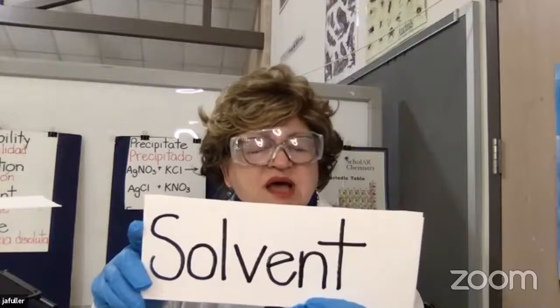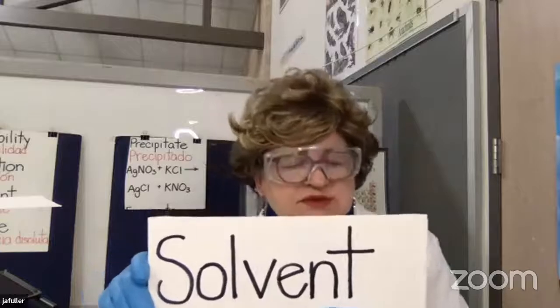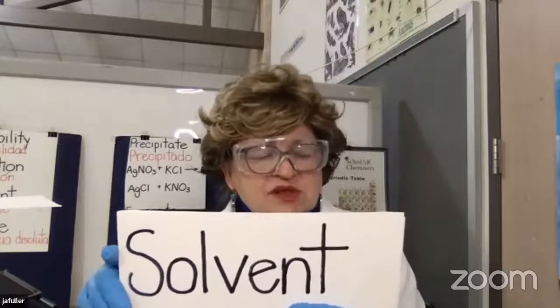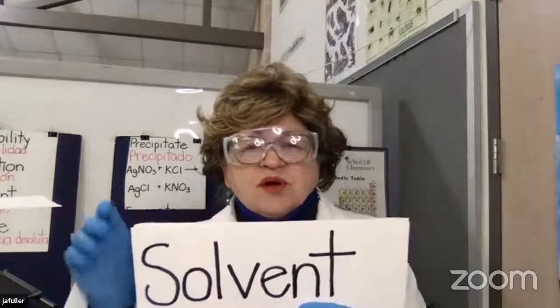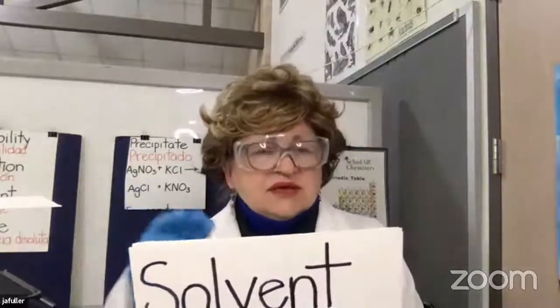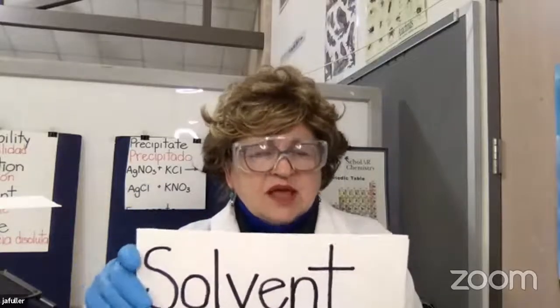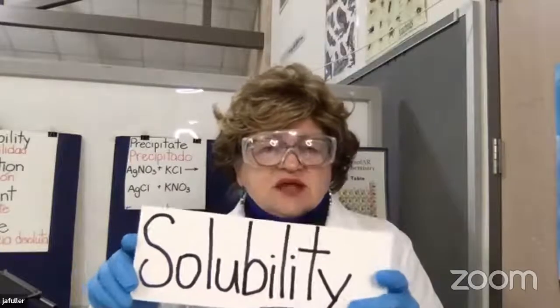A solution does not allow beams of light to scatter. It's transparent. A solution is stable and the solute cannot be filtered out. I can't pour a solution through a filter and get the solute out because it's at the molecular level. And it's composed of only one phase. Now, the ability of a substance to be dissolved in a solvent is called solubility. Some things lend themselves more to this than others.